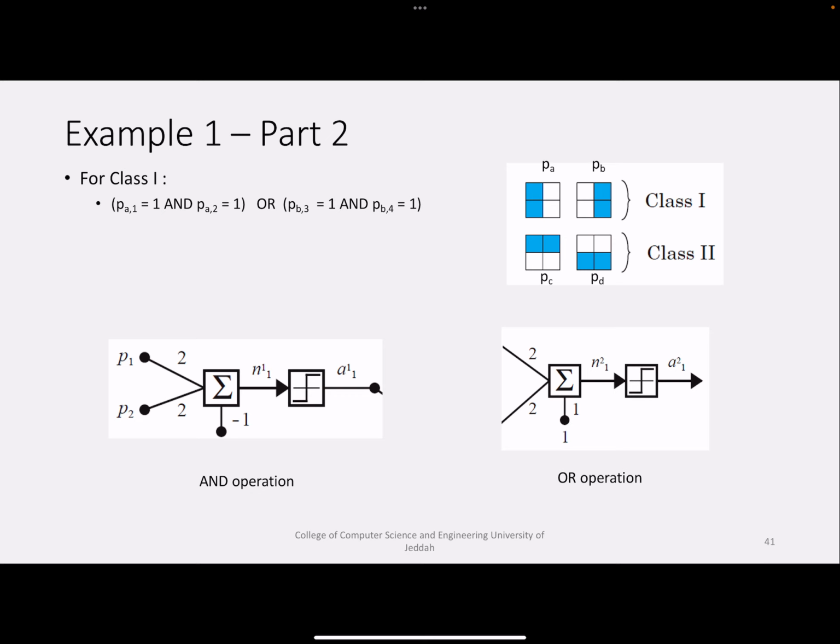We already are familiar with how to make AND and OR gates, so the weights that you can use are not unique. In this example, we use different weights from the ones we used in the previous examples. So for an AND operation over here, we're using 2 and 2 as the two weights, -1 for the bias value, and that will perform as an AND operation. For an OR operation, we can use 2 and 2 for the weights again, but use 1 as the bias value, and that will perform as an OR operation.